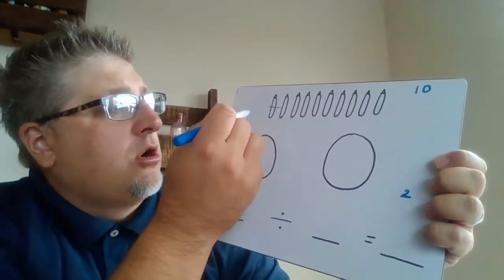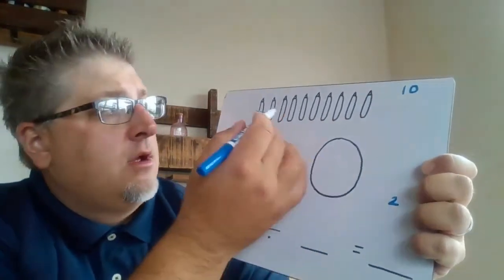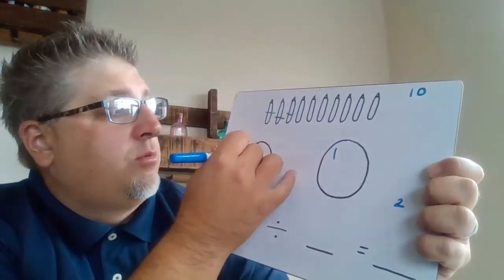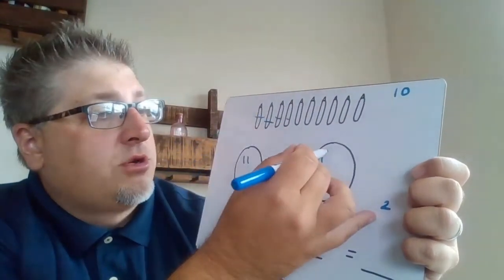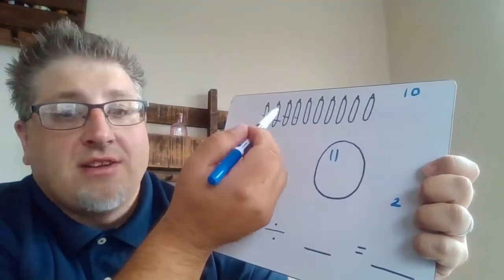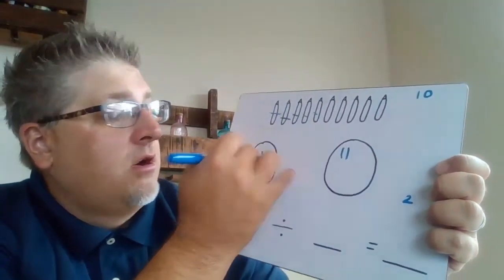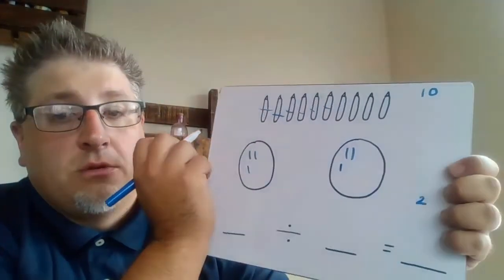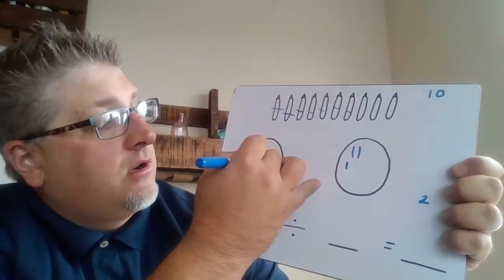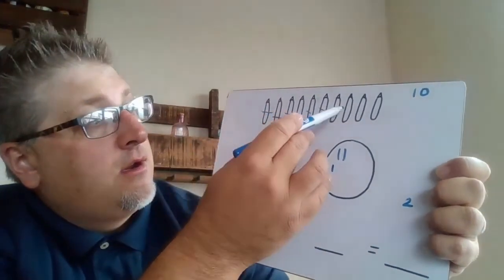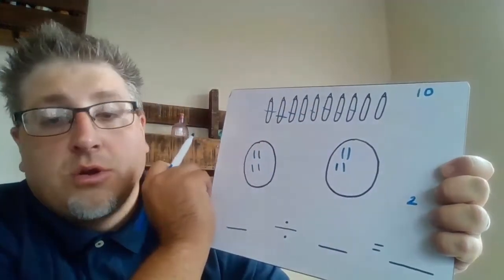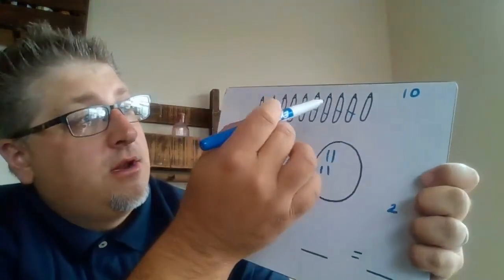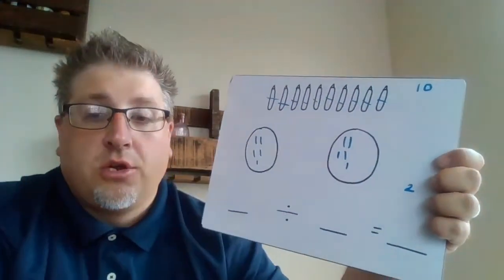So that first marker goes to group 1. Boom. That second marker goes to group 2. The third marker goes to group 1. The fourth marker goes to group 2. Notice I'm just crossing them off as I go. Fifth marker goes to group 1. Sixth marker goes to group 2. Seventh marker goes to group 1. Eighth marker goes to group 2. Ninth marker goes to group 1. And the 10th marker goes to group 2.